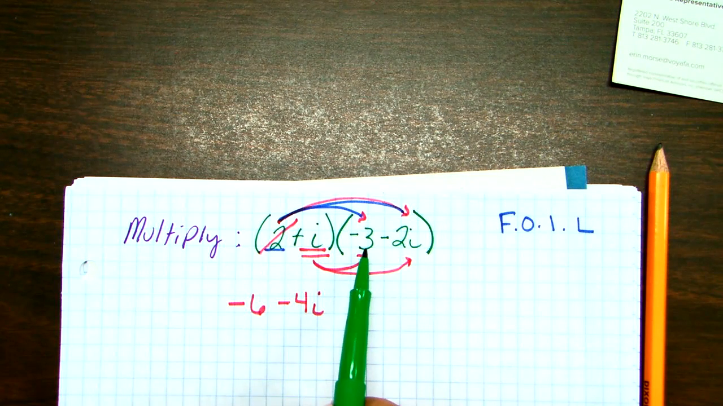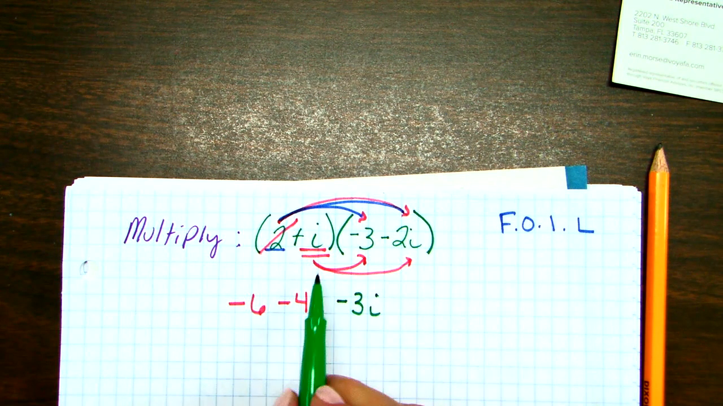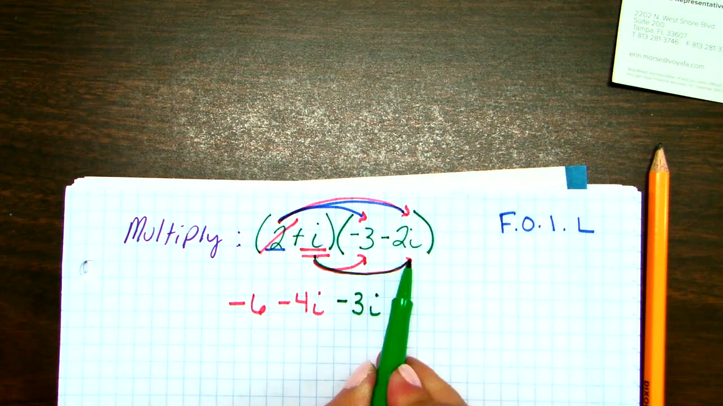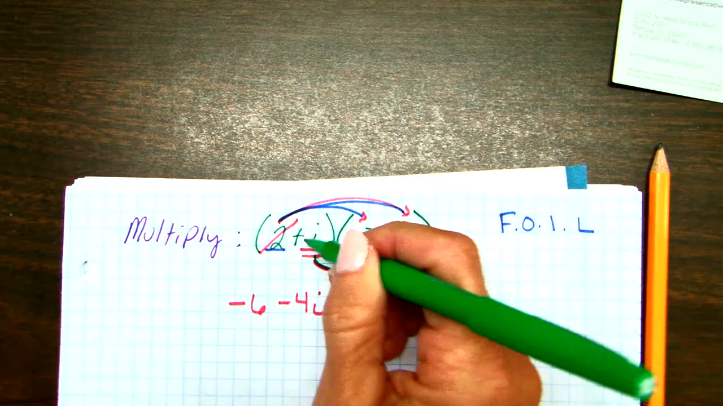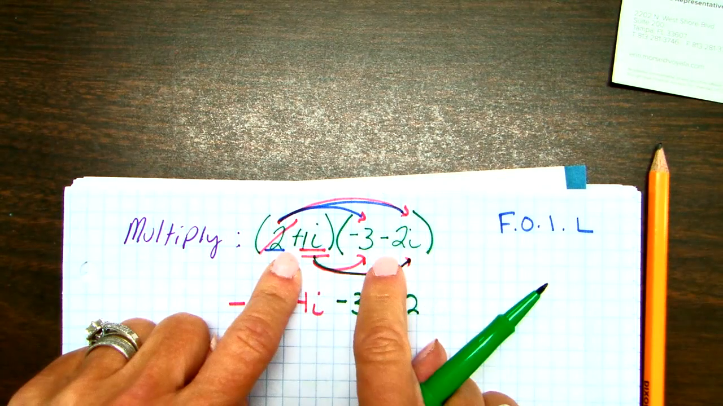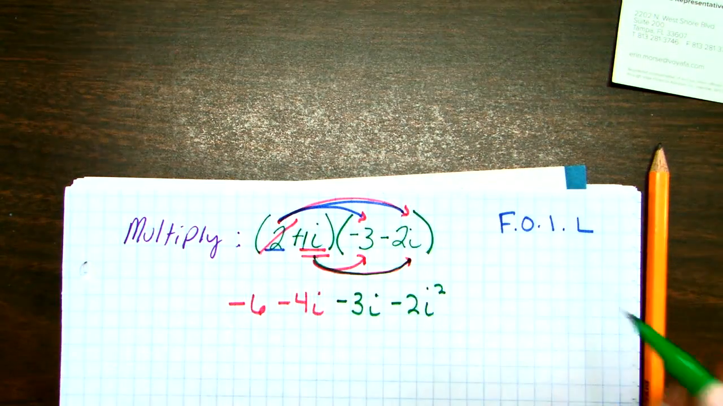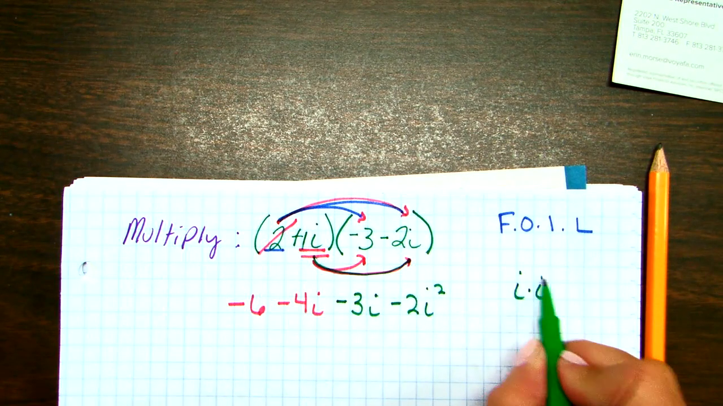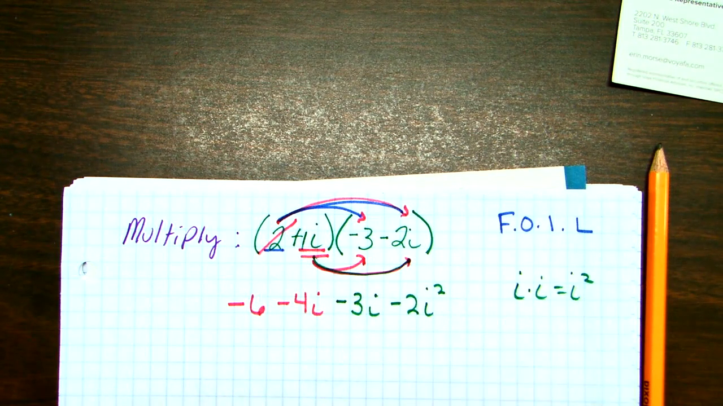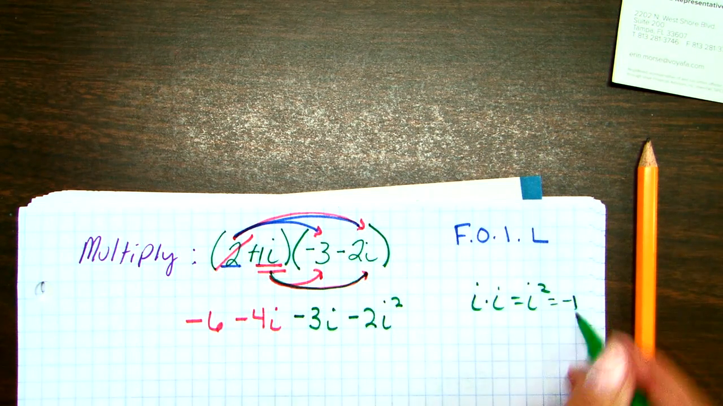I times negative 3 is negative 3i. Careful here. I times negative 2i, so think of it as a 1. 1 times negative 2 is negative 2, right? And then I times I, that's when you get i squared. Remember, i times i is i squared, which we know equals negative 1.